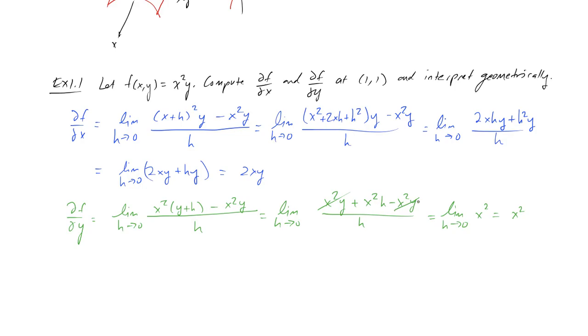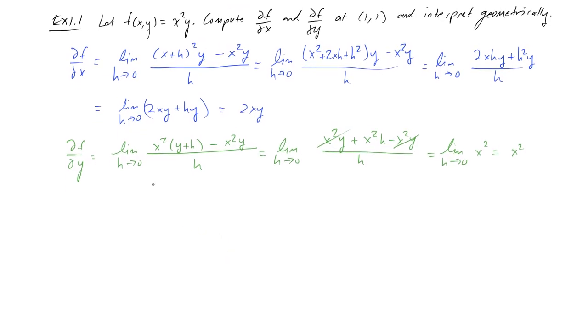So we have the two partials. The partial with respect to x is 2xy. The partial with respect to y is x squared. Now we can evaluate these at the point 1, 1. The notation here is a little clunky, but it's what we have. So to evaluate this partial at 1, 1, we do this vertical line and then the point. And we put 1, 1 in for x and y, so that's 2. And then the partial with respect to y, that's going to be 1 squared, which is 1.